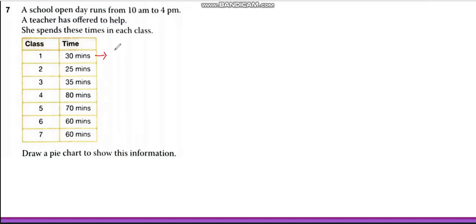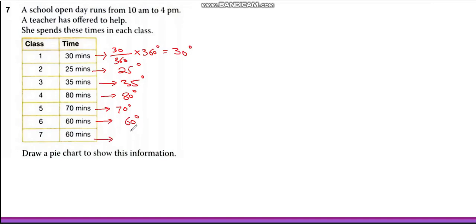So we know that in total, these are 360 minutes. So the fraction for the 30 minutes will be 30 over 360. And we can times it with 360 degrees to get the angle. So that should be 30 degrees. And similarly, we can easily make the fractions, and we will multiply each fraction with 360 degrees to get the angle. So this should be 25 degrees, and then 35 degrees, and this should be 80 degrees, then 70 degrees, then 60 degrees, and then again 60 degrees.